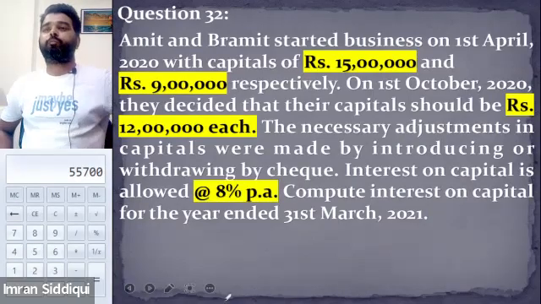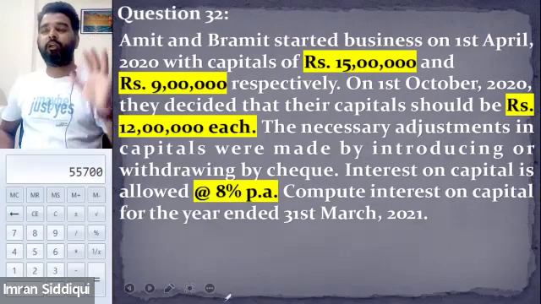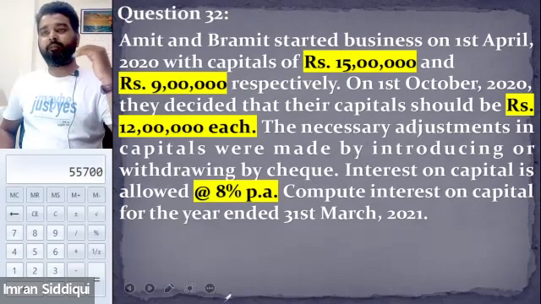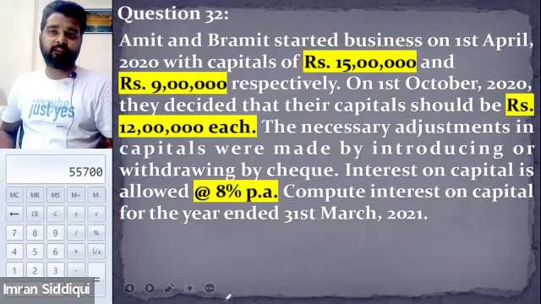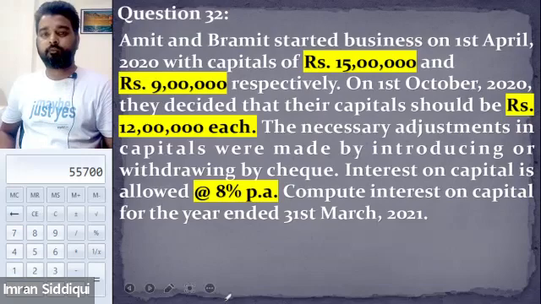Both these partners have contributed 15 lakh and 9 lakh as their capital. But suddenly in the middle of the year, as on 1st of October, both the partners collectively decided that their capital balance should be at least 12 lakh each. Their capital balance should be 12 lakh.